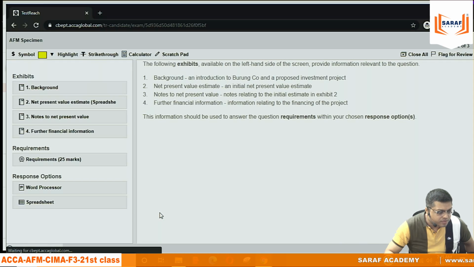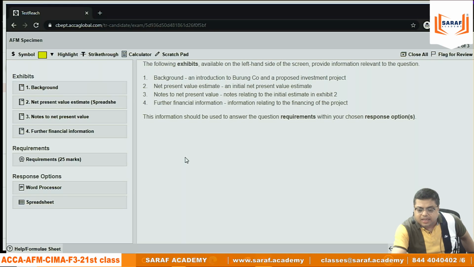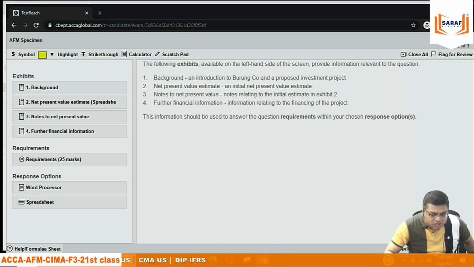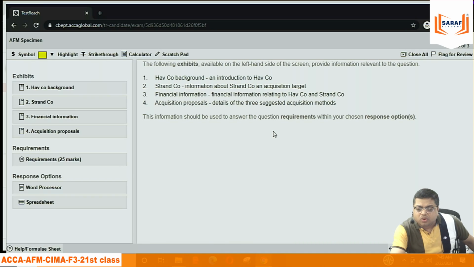Then the second question. It is relating to an introduction to Burning company's proposed investment project, net present value and initial net present value, notes relating to initial estimate in exhibit 2, information relating to financing effect. I think the second one is APV because the financing effect is APV. That means the second question is focusing on APV. And now the third one is relating to introduction to HV company, information about standard company and acquisition target mergers, financial information relating to H&S, details of the 3 suggested acquisition methods, maybe valuations and all that. So mergers, acquisitions, valuations is the third one. The second one is mainly APV. The first one is relating to foreign exchange risk, interest rate risk and all that.